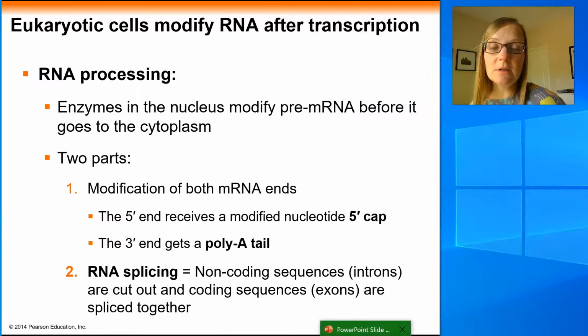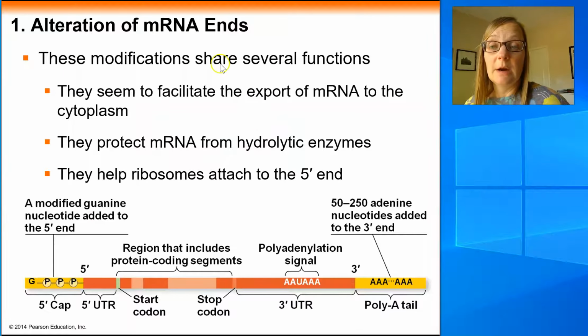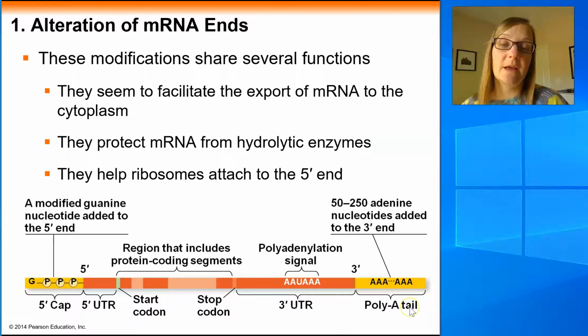So let's take a closer look at modification of the ends of the RNA first. Down here we've got our primary transcript. In orange, you'll notice on the 5' end, the 5' end will receive a 5' cap. This is a modified guanine nucleotide, and it's attached with all 3 of its phosphates. And then on the opposite end, the 3' end, you'll see here's the polyadenylation signal sequence, and past that, the mRNA will receive a poly A tail. This is anywhere from 50 to 250 extra adenine nucleotides added to the 3' end.